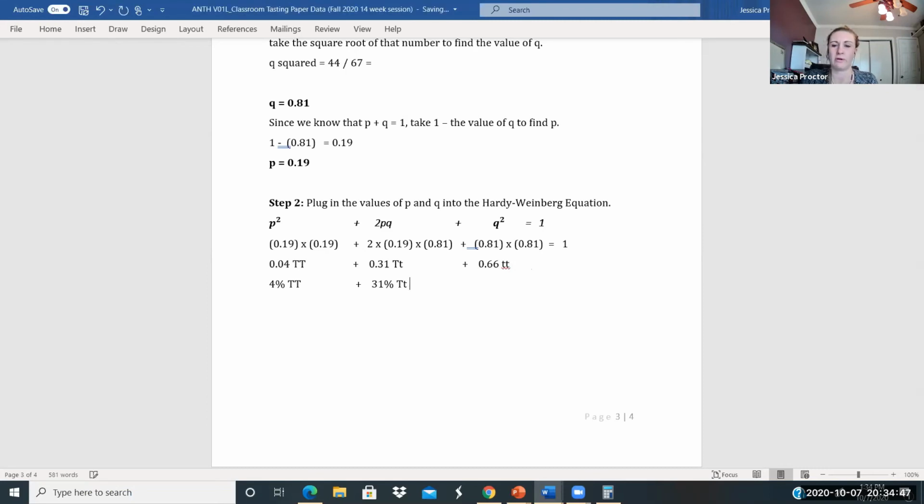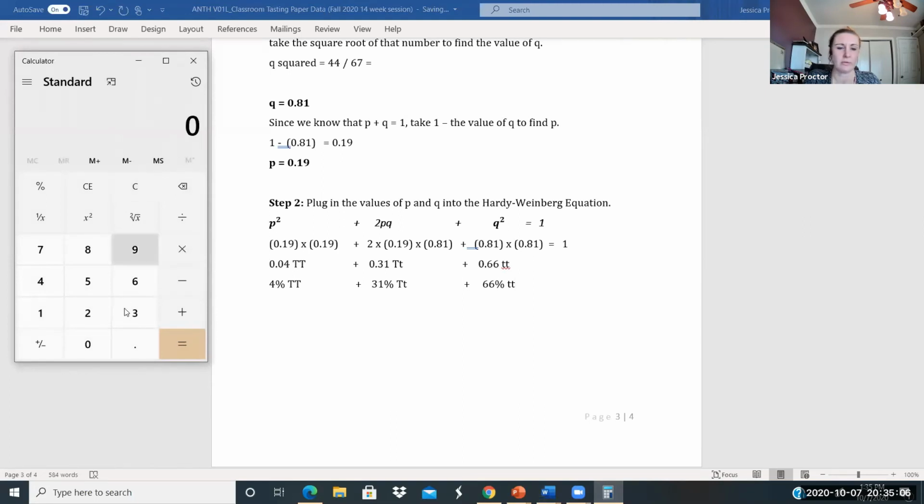Okay, if we want to turn that number into a percentage, all we have to do is move that decimal 2 places, so that becomes 66%. So we know that 66% of our classroom population is homozygous recessive at the locus that determines whether or not you can taste PROP. So let's see how close we got to 1.